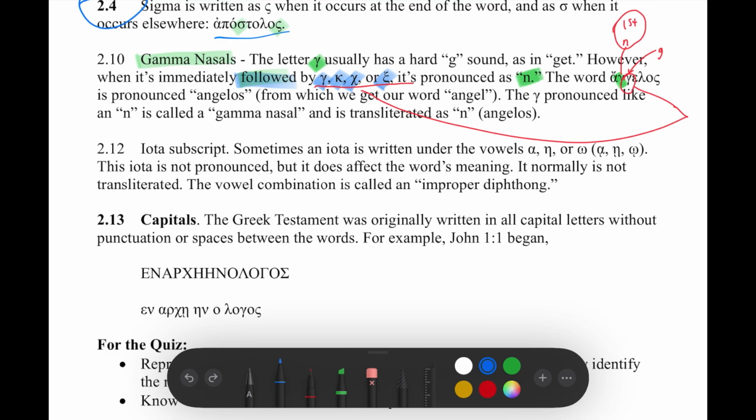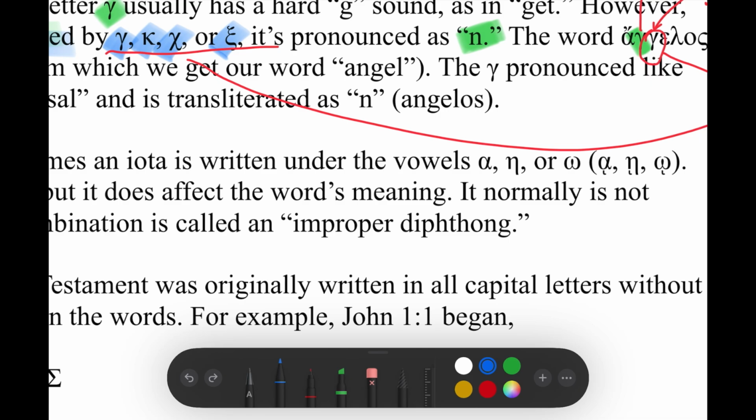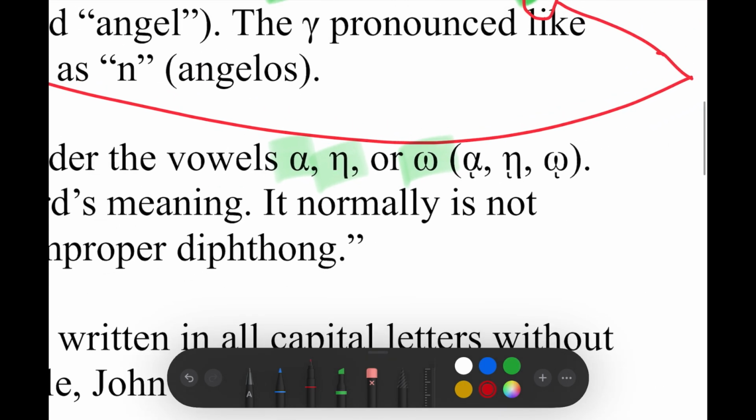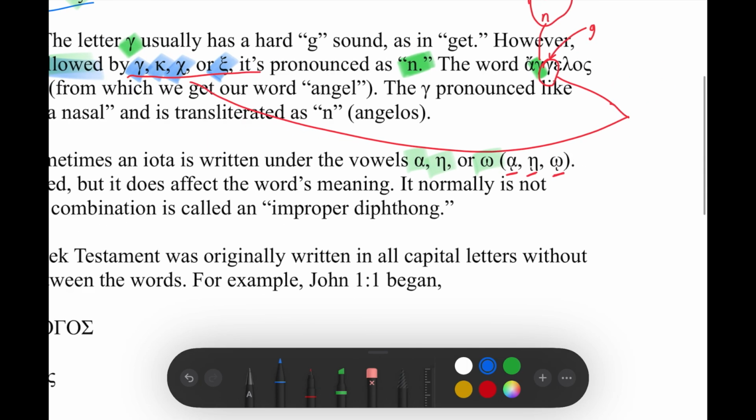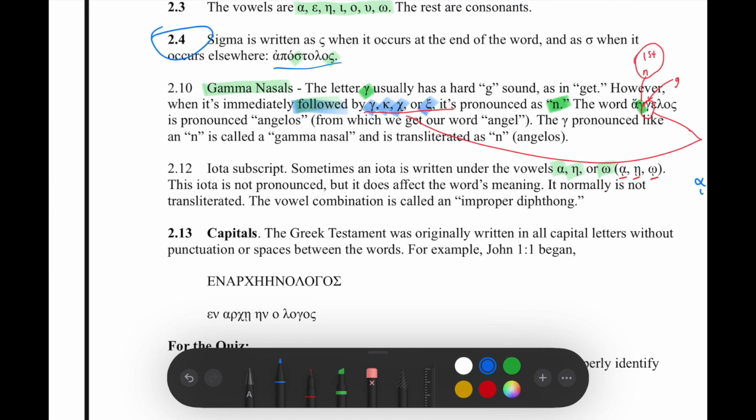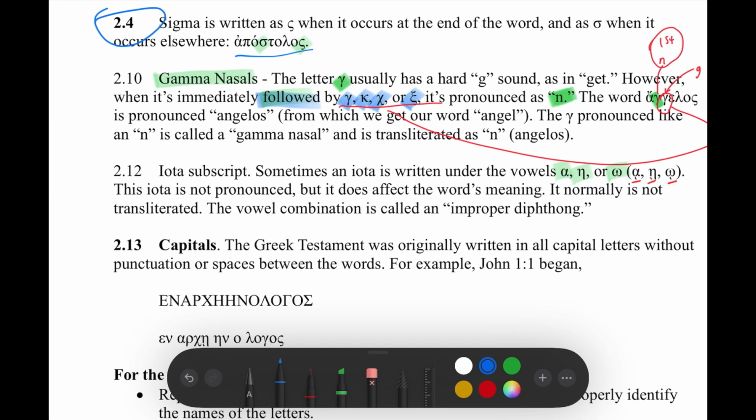Okay, so iota subscript. The iota, which is kind of like our English I, is sometimes written under the vowels alpha, eta, and omega. As you can see here, alpha, eta, and omega, and this little tiny line hiding underneath is actually an iota. So if you write an alpha, an eta, or an omega, it can hide underneath there. So the iota is not pronounced.